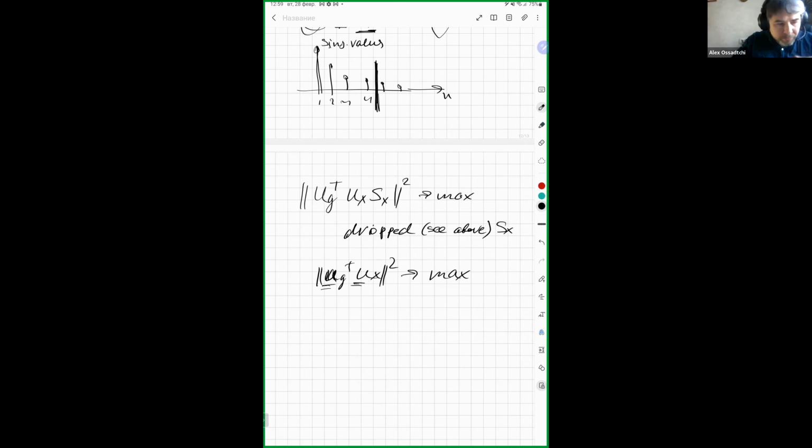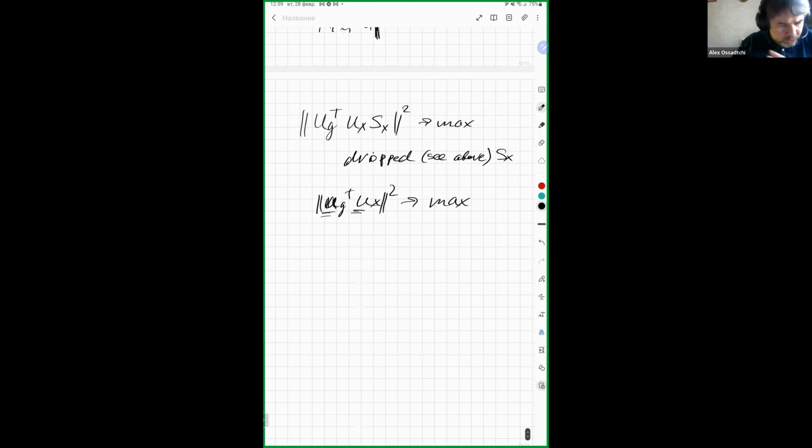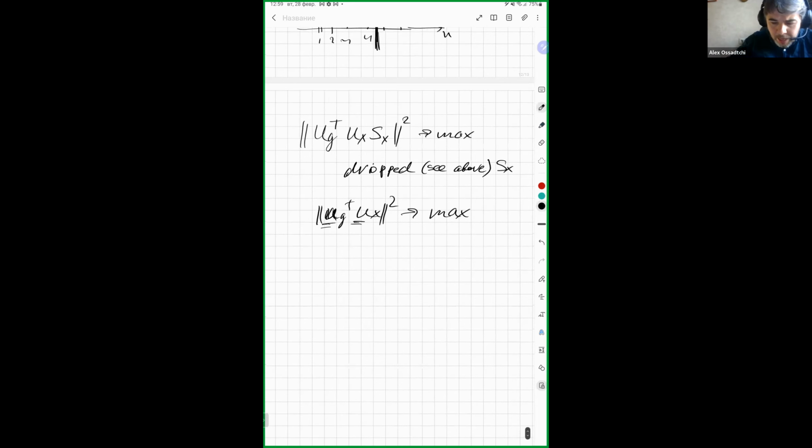So, but then there is this trick. Remember, we also wanted to find the dipole orientation, right? Things like that. So for this, we need a little bit more mathematics, very little, just a little bit. Okay, now assume that you take this matrix UG transpose UX, this is a matrix, right?